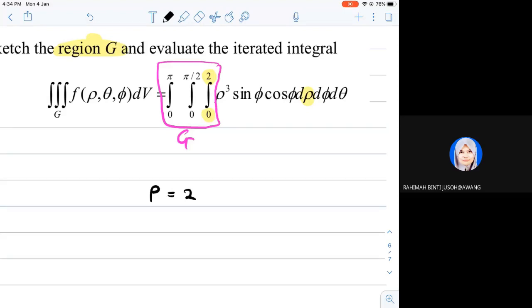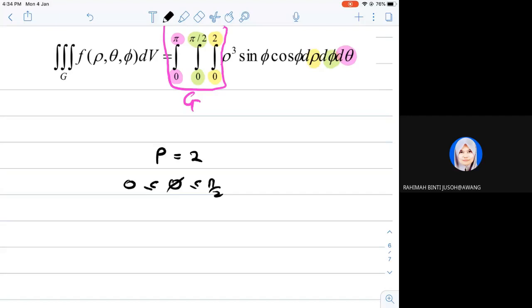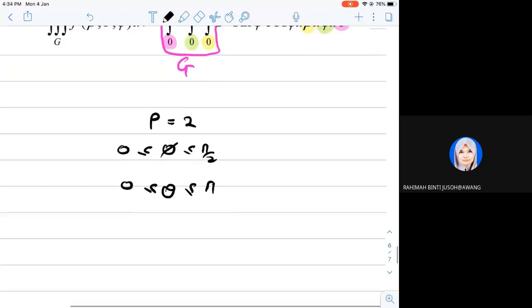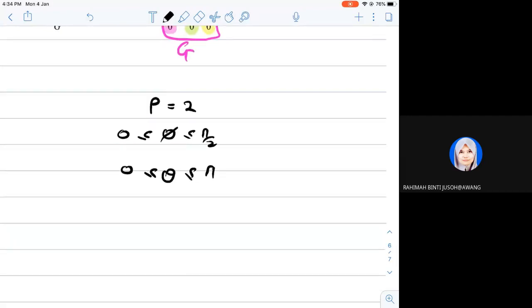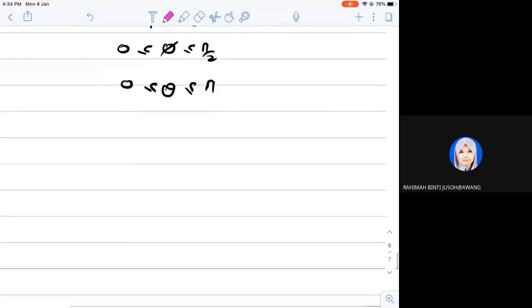And then we have the limit of phi, from 0 until pi over 2. And the limit of theta is from 0 until pi. So let us sketch the region based on these limits. Okay guys, what happened here?